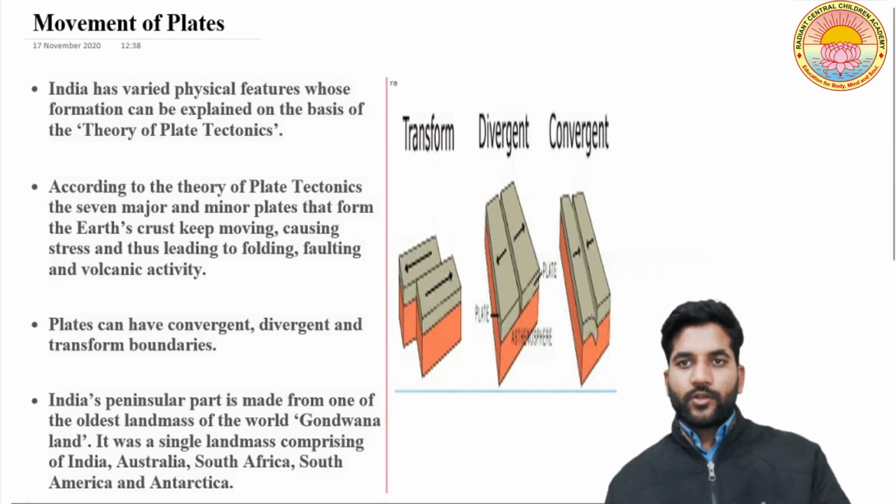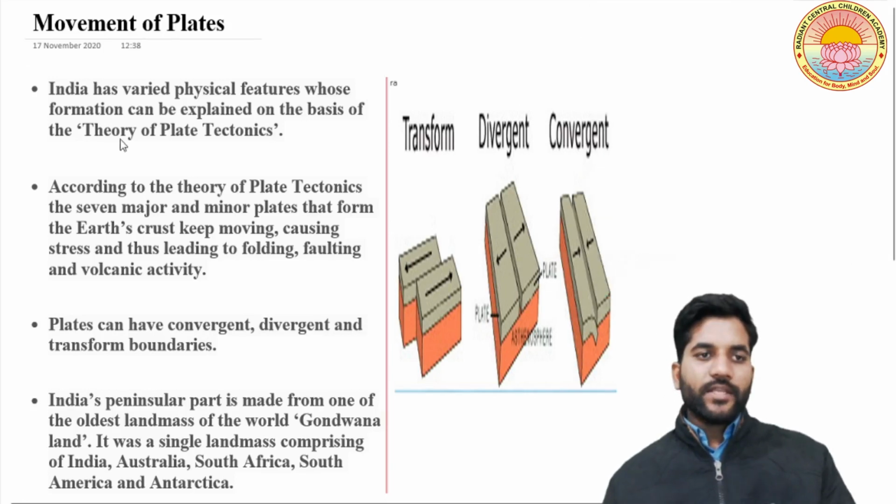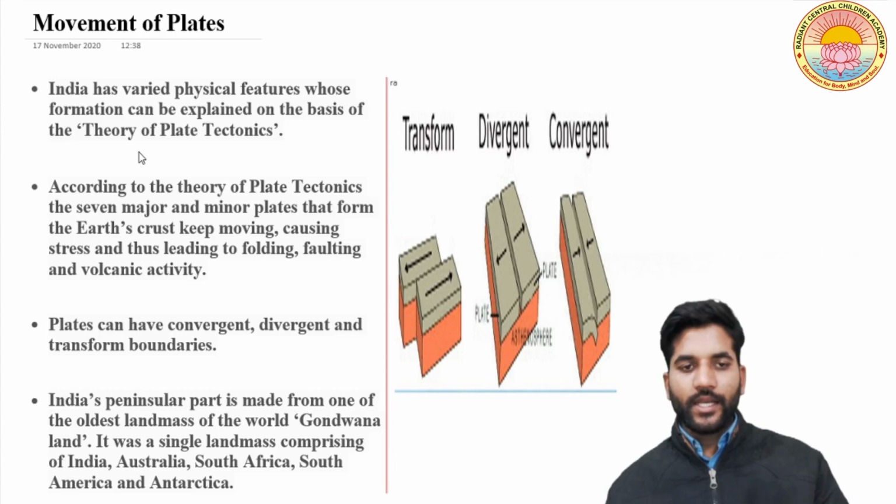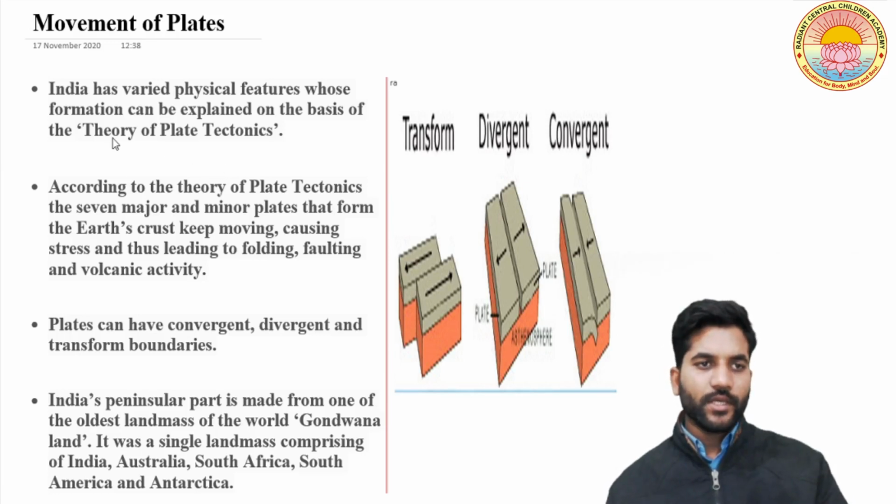Now, as in the previous slide, we talked about the different physical features of India, like mountains, islands, desert area. In this slide, we will talk about the basic reason why these features are formed, what plate tectonics is, and how plates move from one place to another. The first point is India has varied physical features whose formation can be explained on the basis of the theory of plate tectonics.